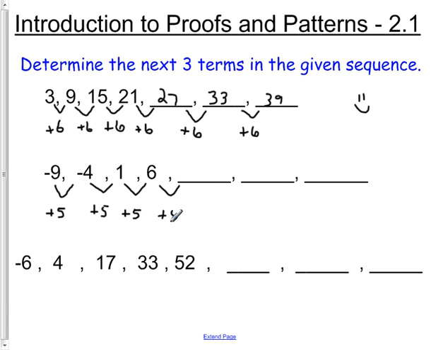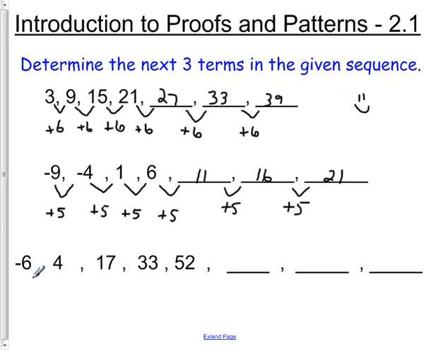So let's add 5 to 6. 6 plus 5 is 11. 11 plus 5 is 16. And 16 plus 5 is 21. So the first two are pretty straightforward, just add the same number. All right, let's look at the next one here.